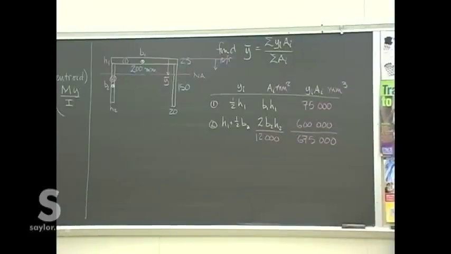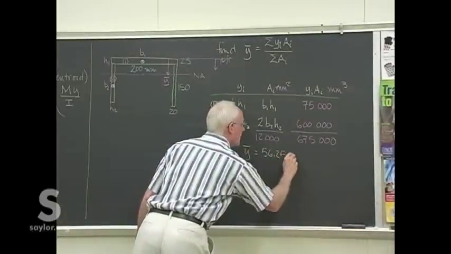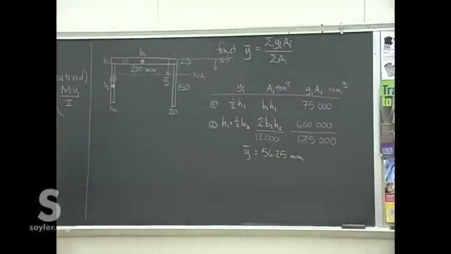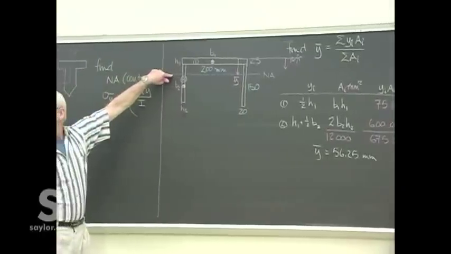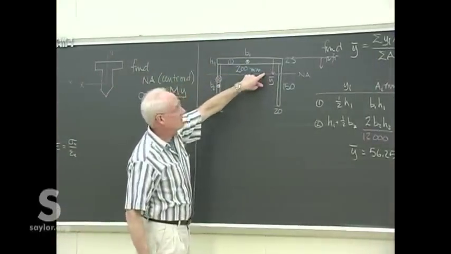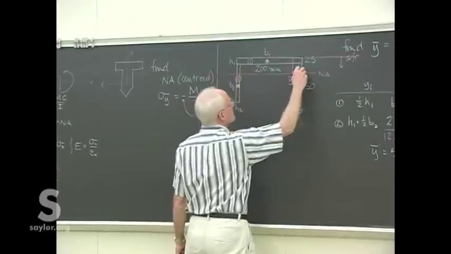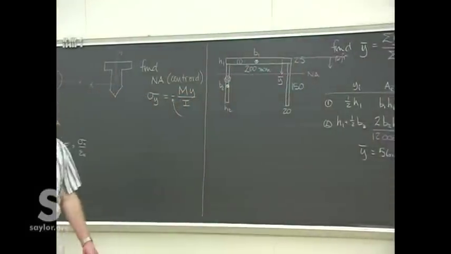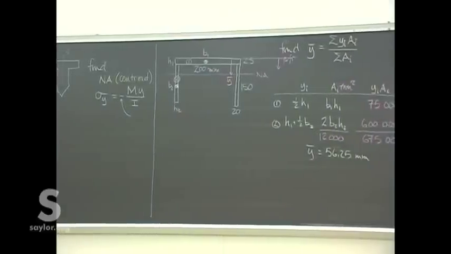All right, so with that, we divide those two, get y bar, 56.25 millimeters when we divide those two. And that's right about where we'd expect. So we now know that y bar is 56.25. We're down that far from the top, our arbitrary reference. That fixes the neutral axis right on our cross section, and we don't need to worry about where the reference line was anymore, 'cause now we know where the neutral axis is.